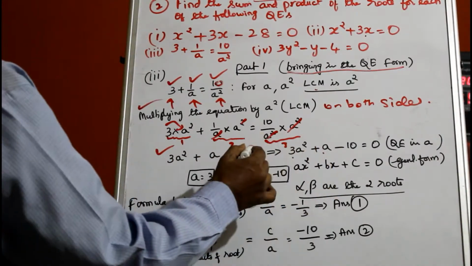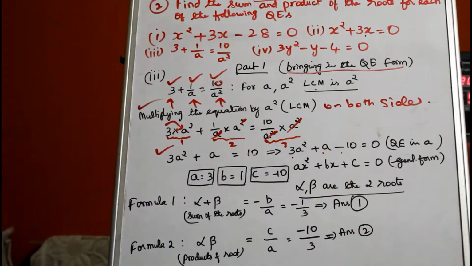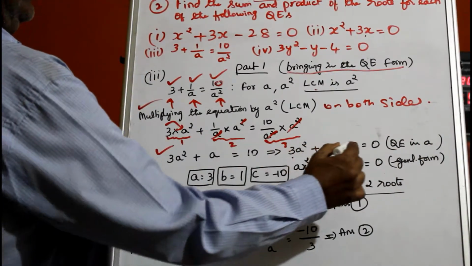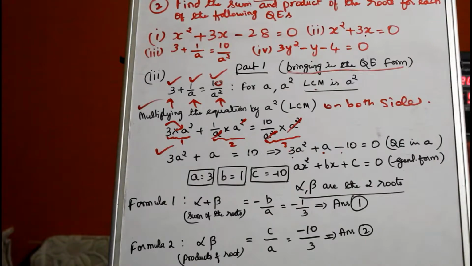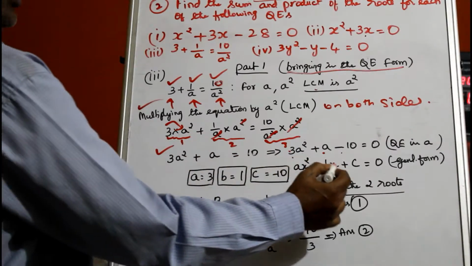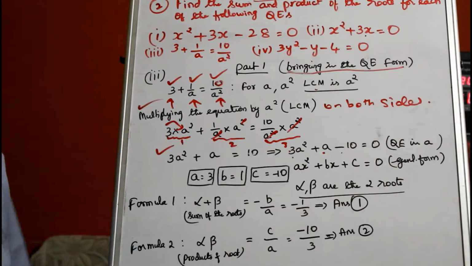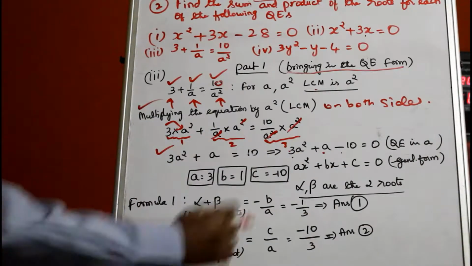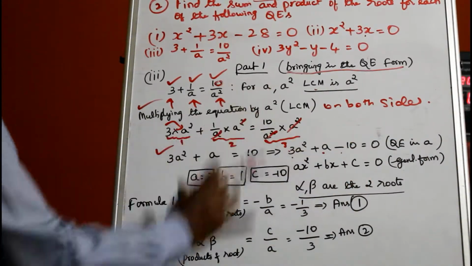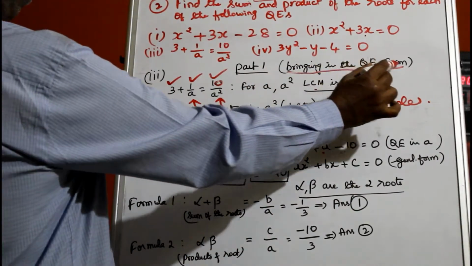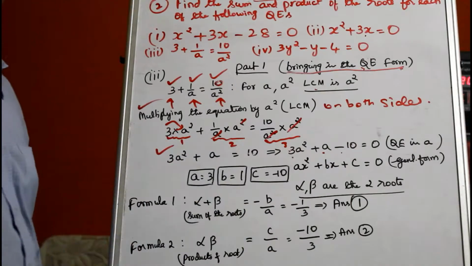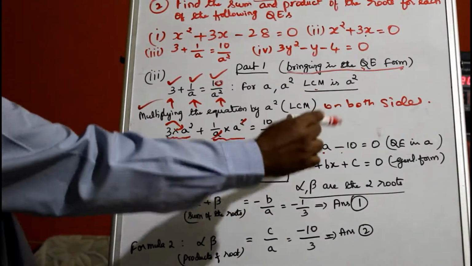So write the answer now: 3a square plus a, bring the 10 to this side. So you get a quadratic equation in a square, a and a constant. Generally a quadratic equation is x square, x and a constant. It's called the general form. Here it's a quadratic equation in a. So the first part is bringing it to the quadratic equation form: a square, a and a constant.